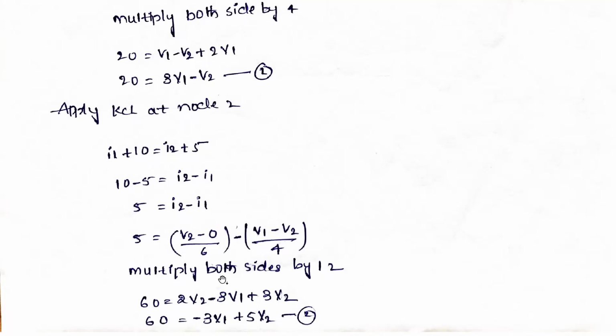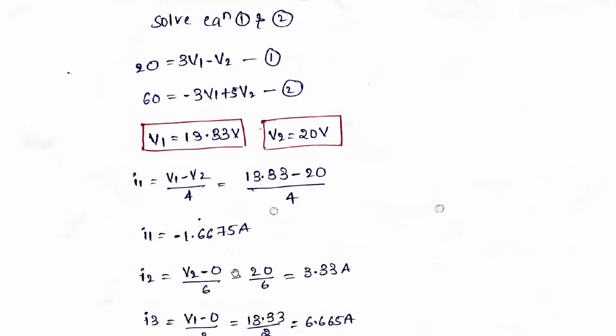So two unknowns are there. Just take your scientific calculator, take the unknowns as 2 equations, and you can solve. Then we get V1 is equal to 13.33 volts, and V2 is equal to 20 volts. So these are the nodal voltages V1 and V2.